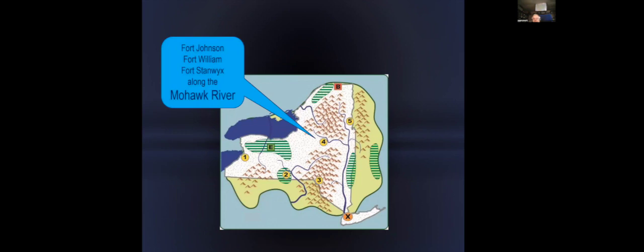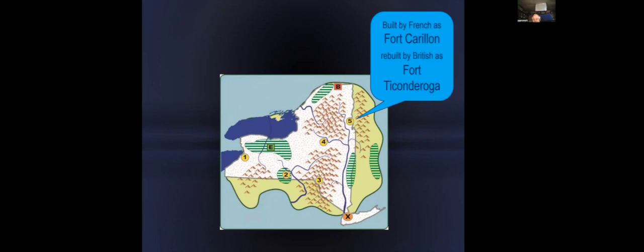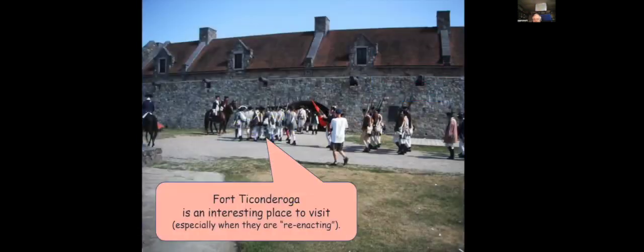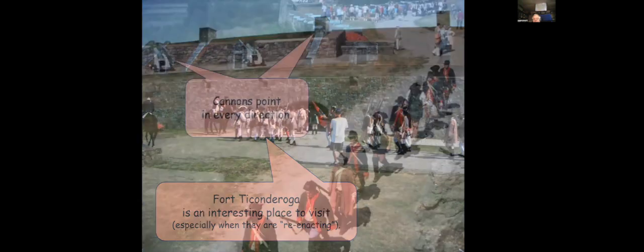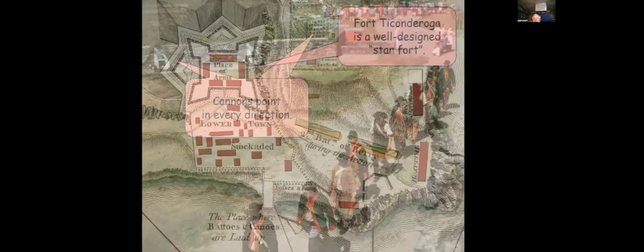And place 4 wound up being Fort Stanwix, which was a key place in the French and Indian War and again in the Revolutionary War. And then something that the French built called Fort Carillon, and then that later on became Fort Ticonderoga. And that is, in fact, the place that we can visit pictorially if we want to.